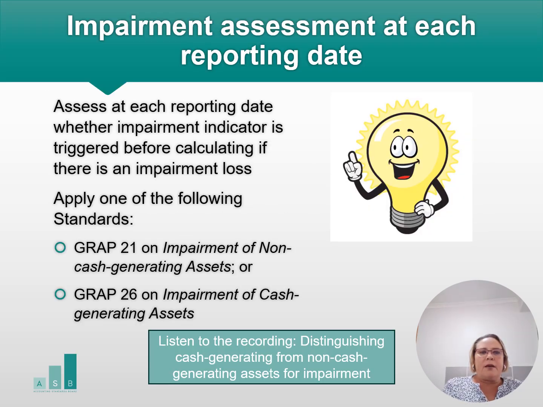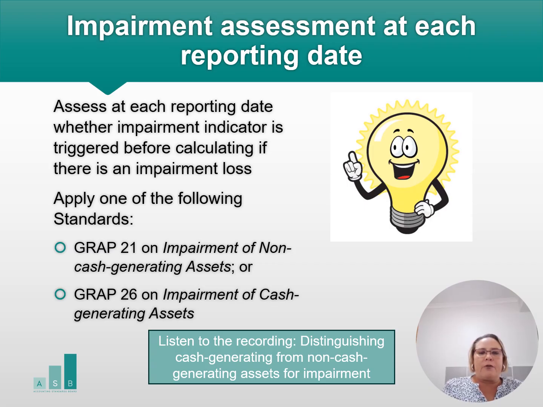Under GRAP 21 and GRAP 26, impairment indicators are used to decide whether an impairment test is required. These standards require an entity to assess at each reporting date whether there is an indication that there is a loss in the future economic benefits or service potential of an asset over and above the systematic recognition of losses of the asset's future economic benefits or service potential through depreciation.